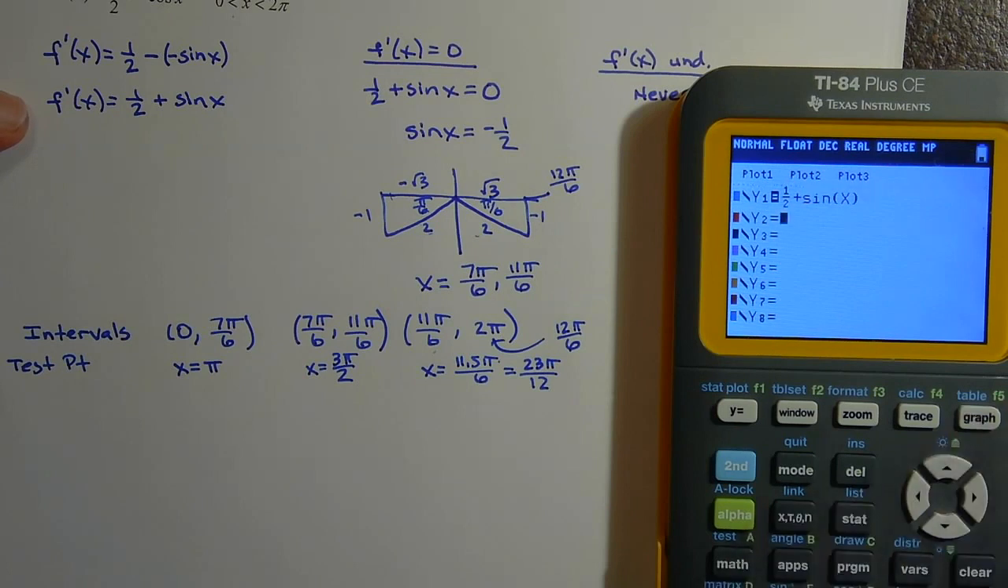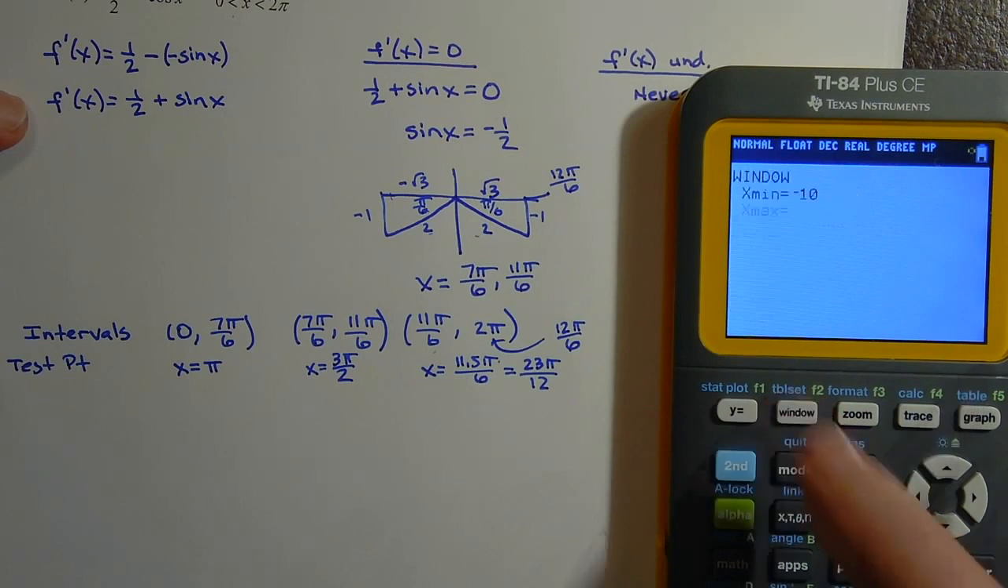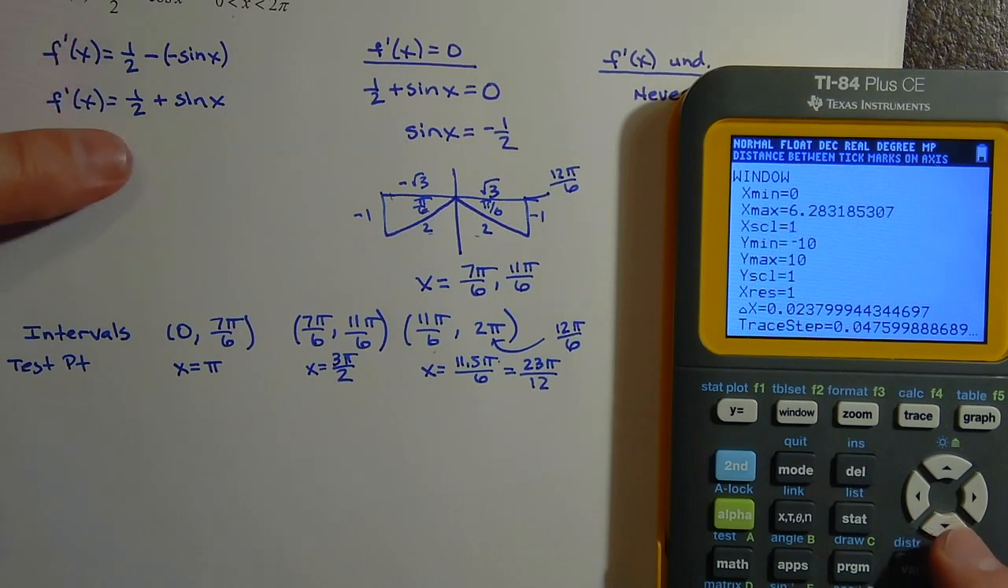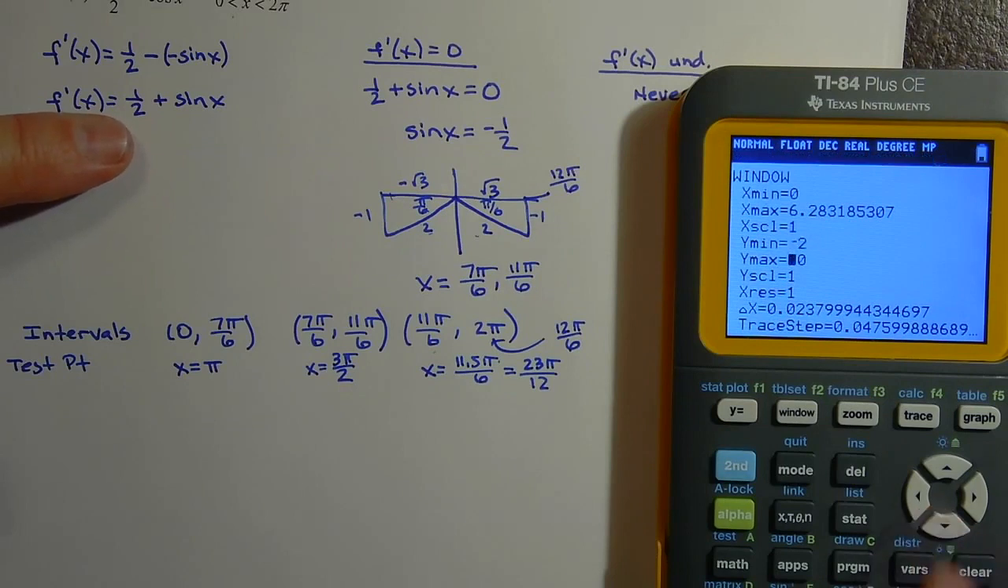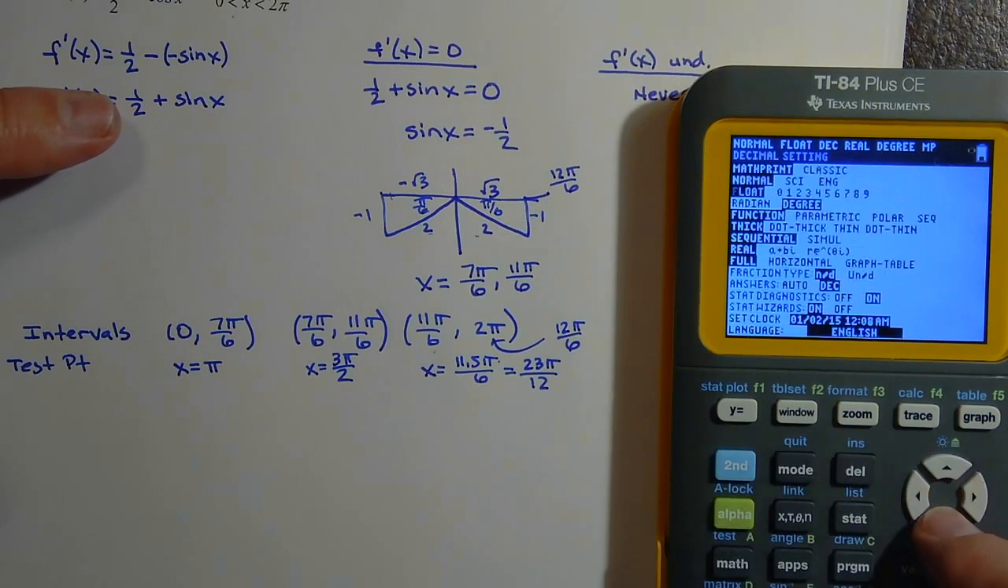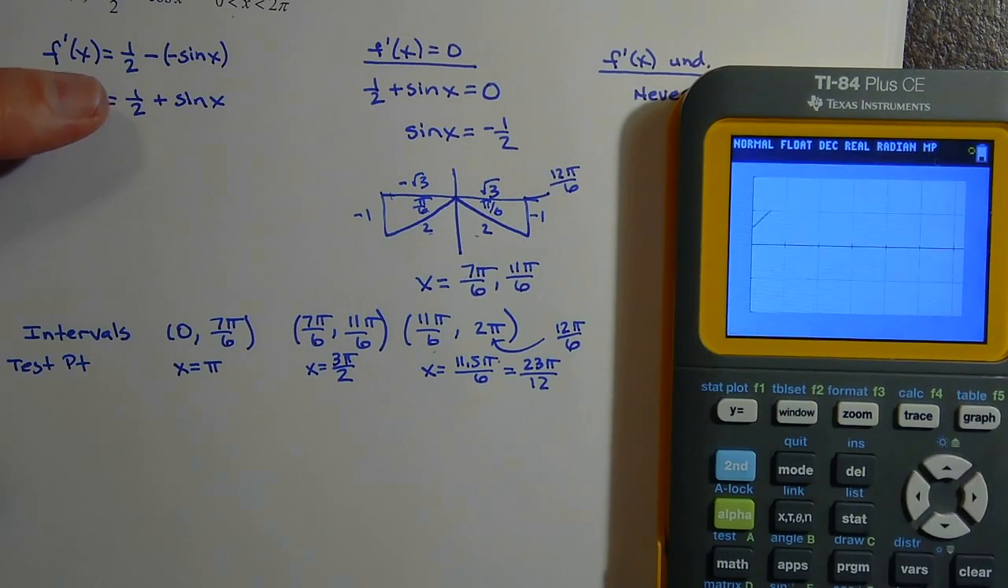All right, so now I'm going to graph this from 0 to 2 pi. So I'm going to go to my window, go from 0 to 2 pi. And the highest sine goes is 1, so I'd go from -2 to 2. And then, you know what, I'm in degree mode. So press mode, make sure you're in radian mode. And then graph it.